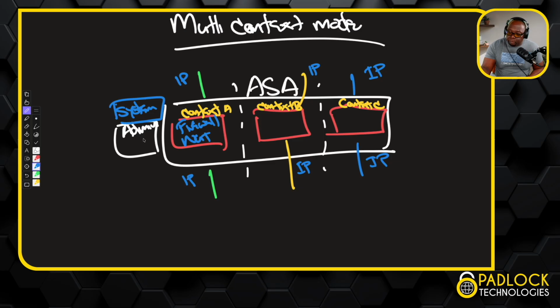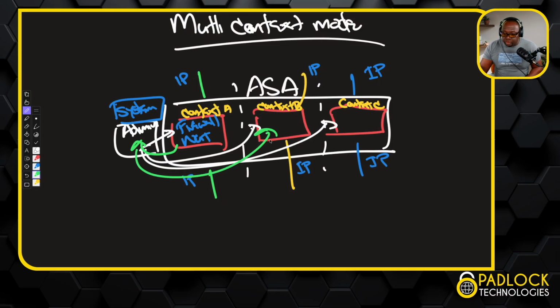Now the admin context is what you're going to use to create these user contexts. You can create multiple contexts through the admin context. You can allocate interfaces to these sub contexts through the admin context. And then you can change to different contexts from the admin context. But what you cannot do is go from context A directly into context B. You have to go to the admin context and then back into context B. So there's no, hey, I'm just going to jump from one to the other. Can't really do that.